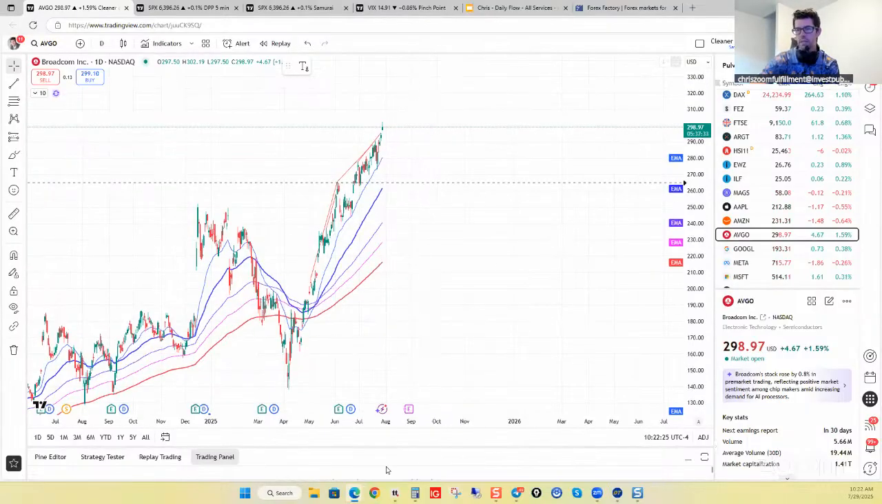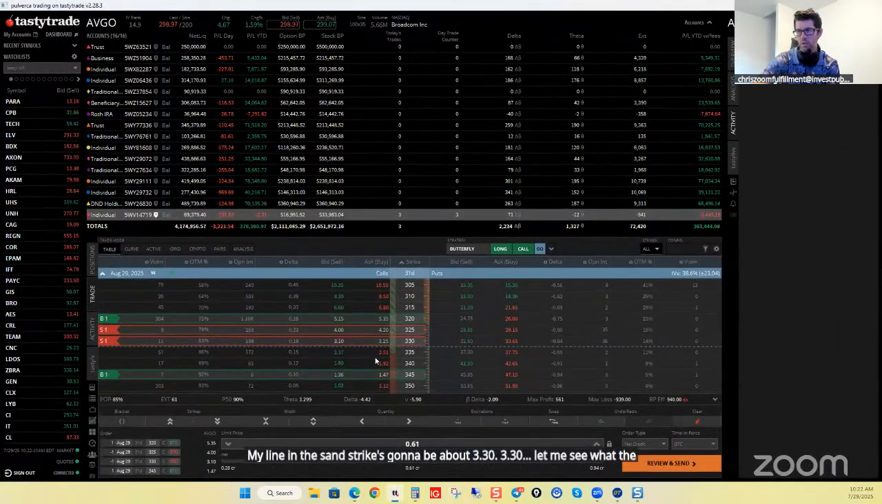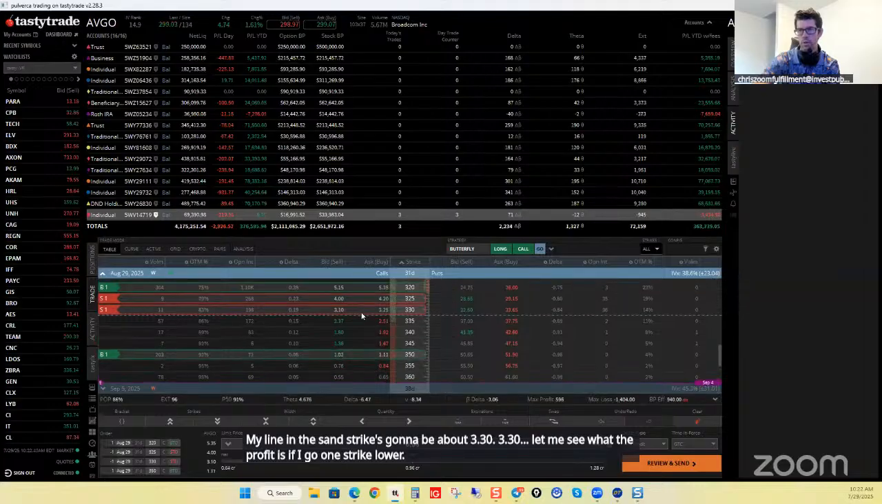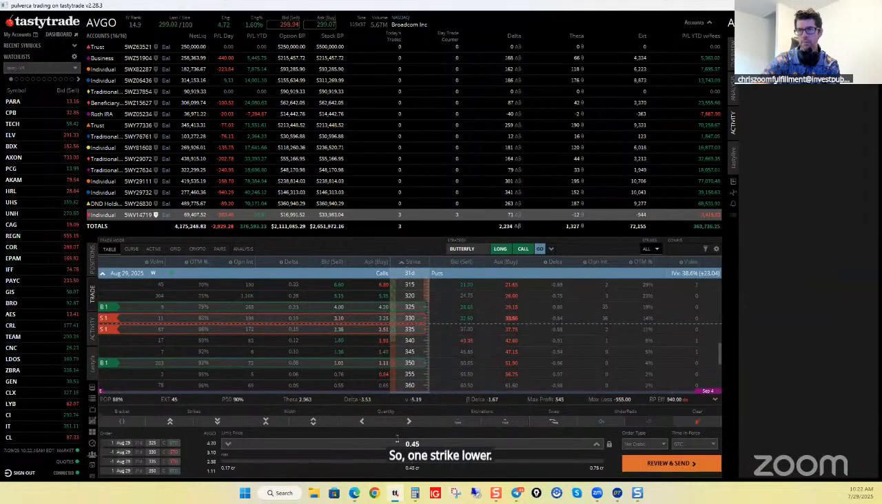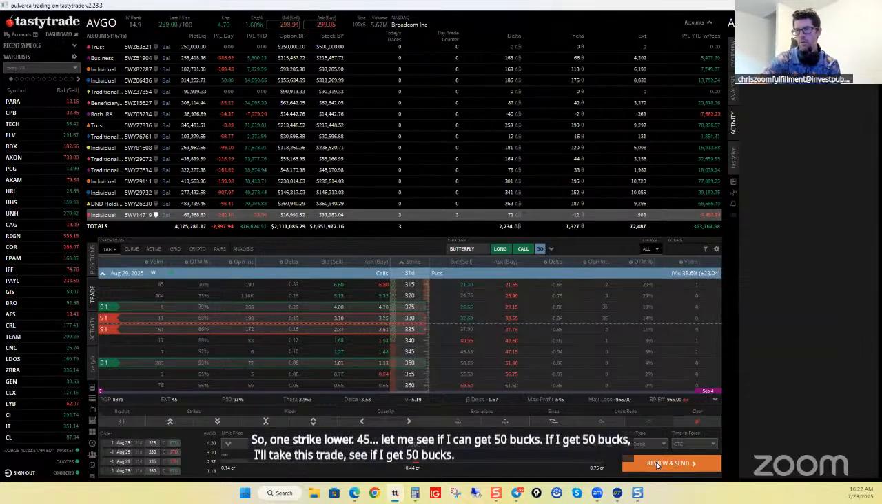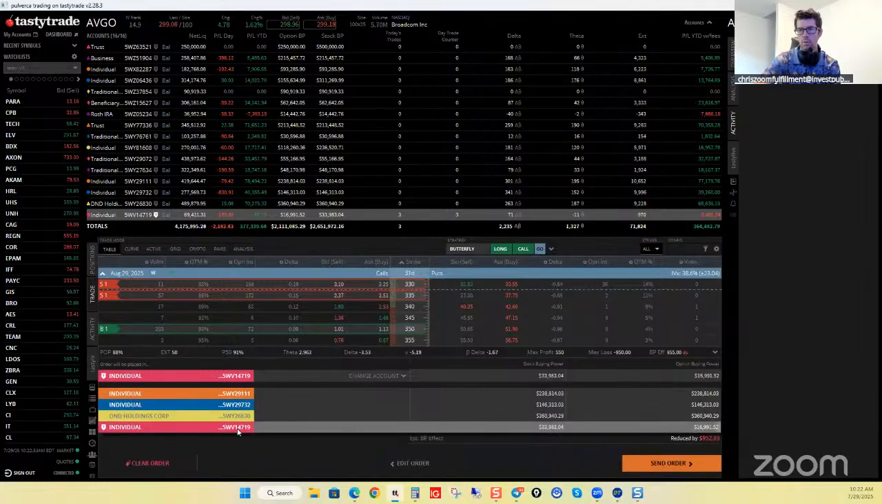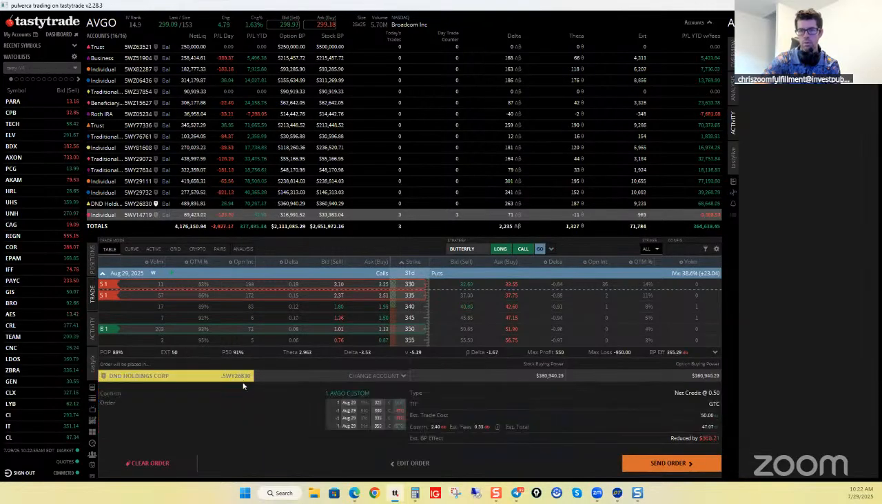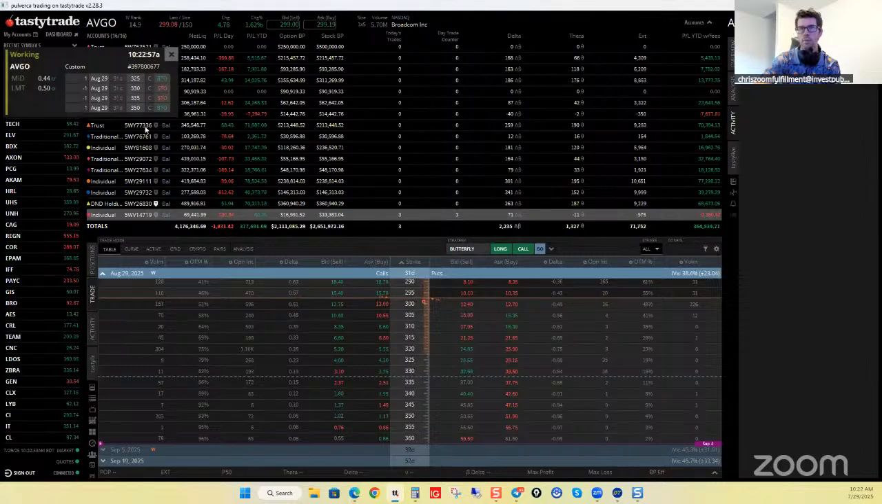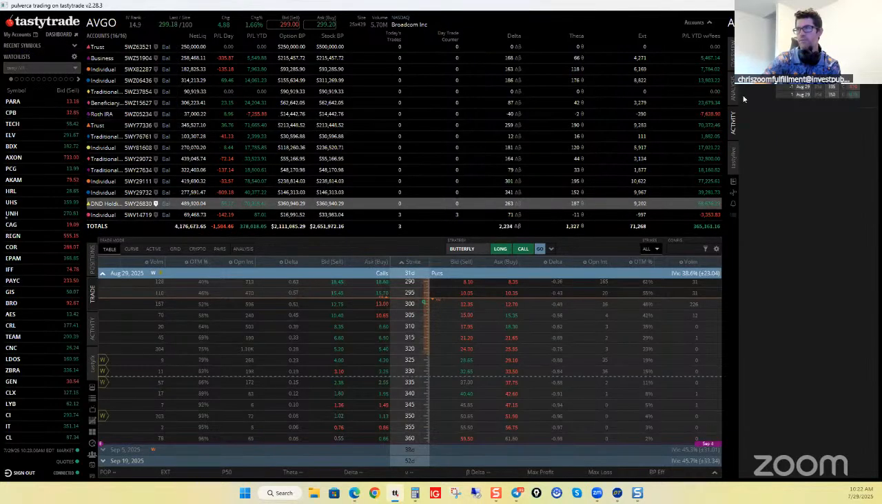330. Let me see what the profit is if I go one strike lower. So one strike lower, 45. Let me see if I get 50 bucks. If I get 50 bucks, I'll take this trade. See if I get 50 bucks. Okay, so it's not filling for 50.